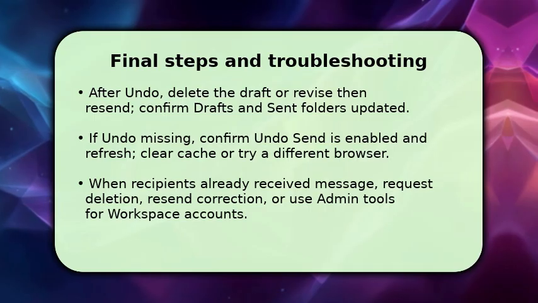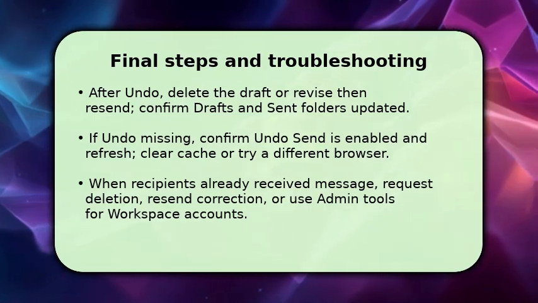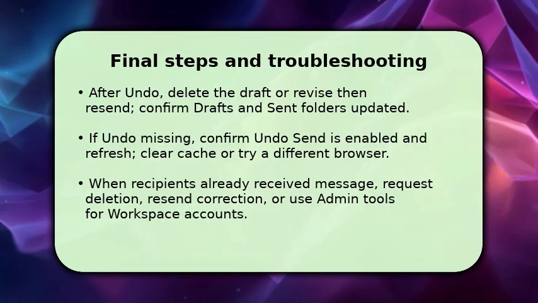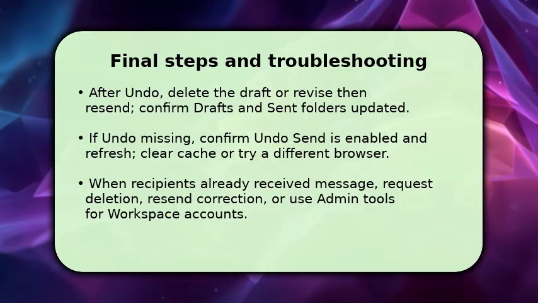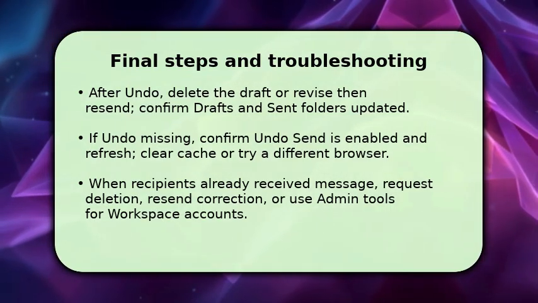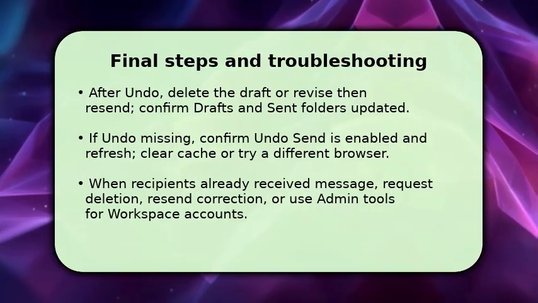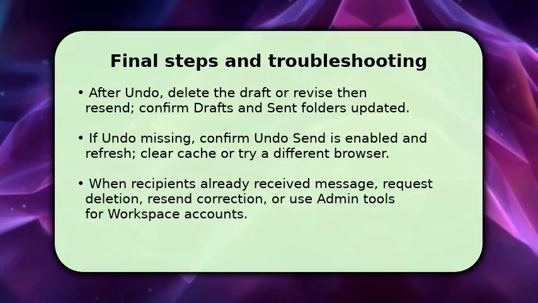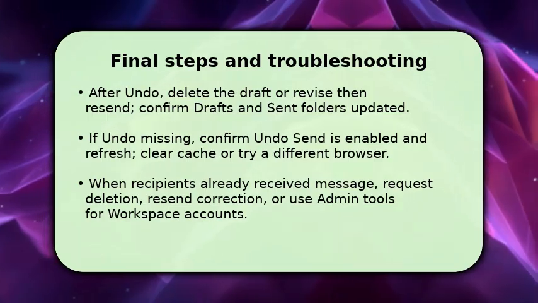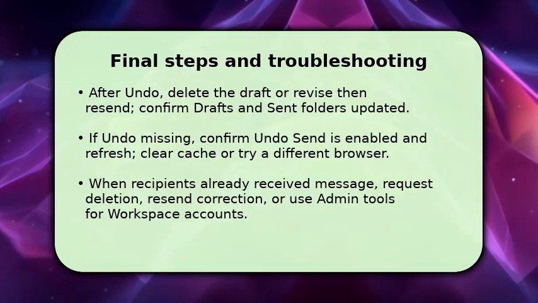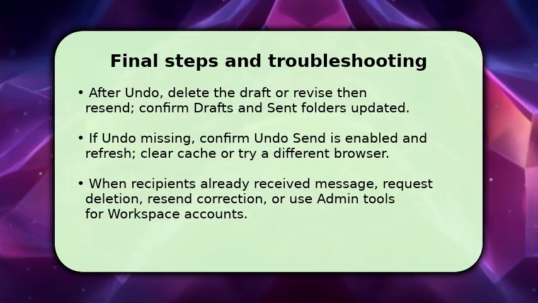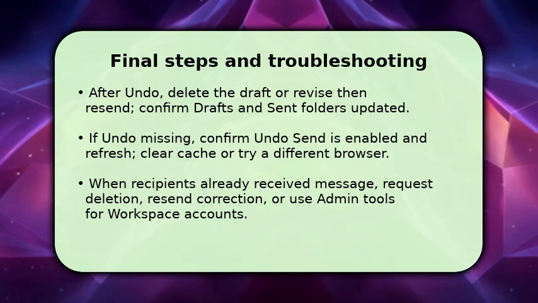If you don't see the undo option, go back to Settings and confirm Undo Send is enabled and set to a non-zero window, then refresh the page or clear cache and retest. If the recipient already got the email, you can ask them to delete it, send a corrected follow-up. Or if you're on Google Workspace, use admin tools or email retention settings to manage consequences.